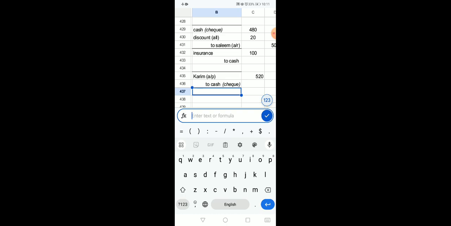Income should be mentioned on credit side. So you will mention a discount which was given by your creditor. Since you are receiving it, you can just mention that it's discount received. Discount received is your income. Income should be mentioned on credit side. That is why you have written discount on credit side.